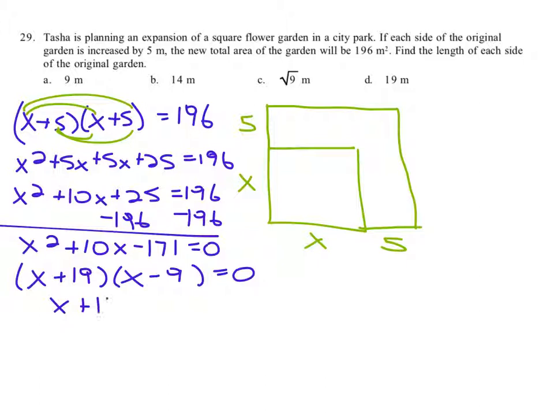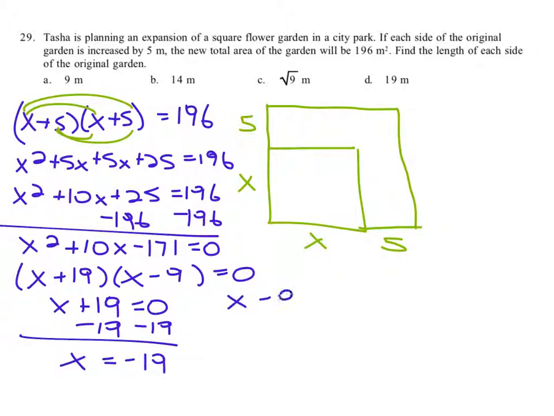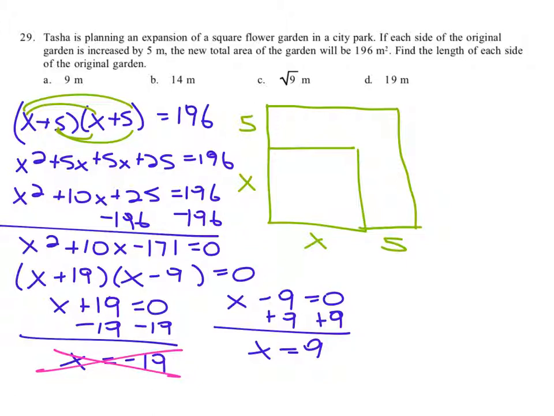Now we've got to say, okay, if x plus 19 is equal to 0, then that's x equals negative 19. Or the other one, x minus 9 equals 0, x equals 9. Well, we can't have an original side length of negative 19. This is one of those extraneous solutions. Can't be that. Can't have a negative side length.